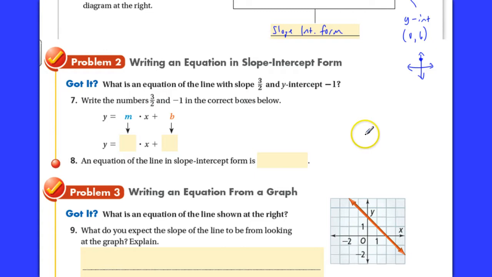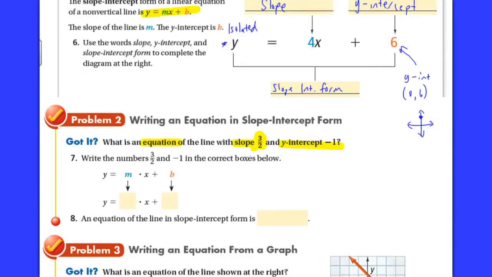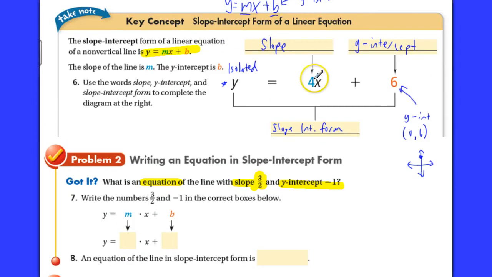Problem 2 says writing an equation in slope-intercept form. Let's take a look at what they have here. It says, what is an equation of the line? So you're trying to find an equation of a line that has slope 3 over 2, y-intercept -1. It's actually a pretty simple question if you understand what I just talked about. Slope is the number in front of the x, y-intercept is the number that's added. And they're showing us right here, y equals mx plus b. The number in front of the x, that's the slope, so that's m.